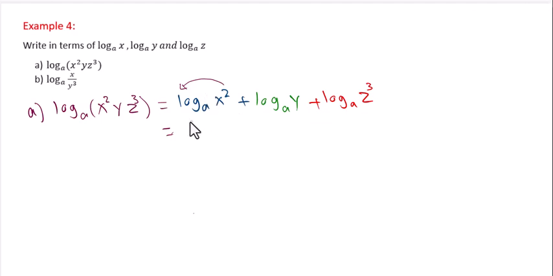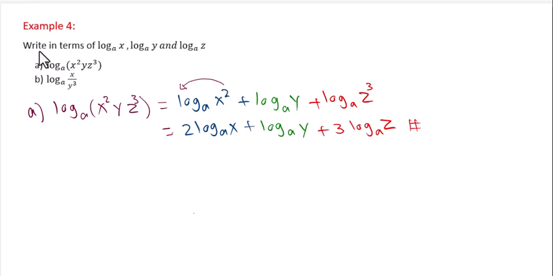So the first log will be written like 2 log to base a of x, plus the second one. Here we don't have a power, so keep it like it is, plus the third one. I need to get rid of the power, take it as a coefficient, it will be 3 log a of z. And this is the answer in the simplest form. Let's go to the second required.